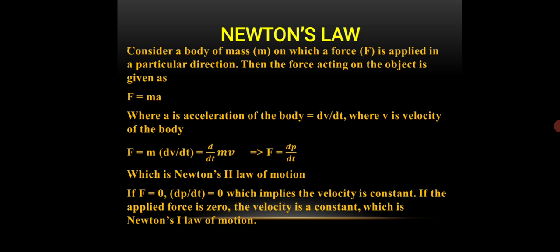Now assume that F is equal to 0, that is, your left hand side is 0, which means dP by dt is equal to 0. Any constant that is differentiated will give 0, that is, the differentiation of a constant is 0. Since we get dP by dt is 0, your velocity becomes a constant. Therefore, if the applied force is 0, the velocity is a constant, which is nothing but Newton's first law.